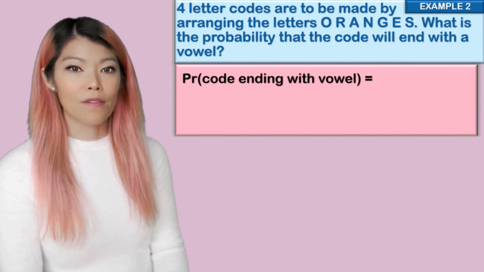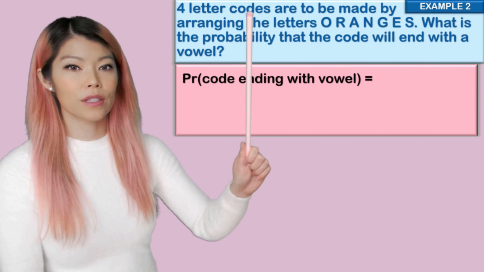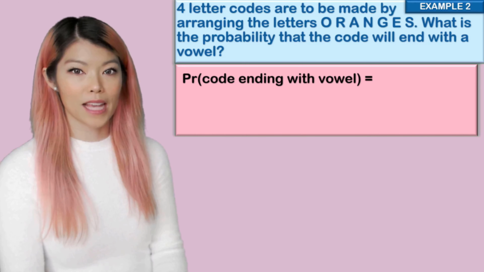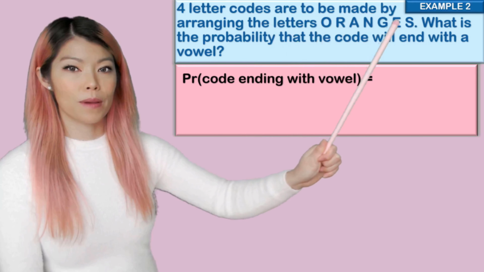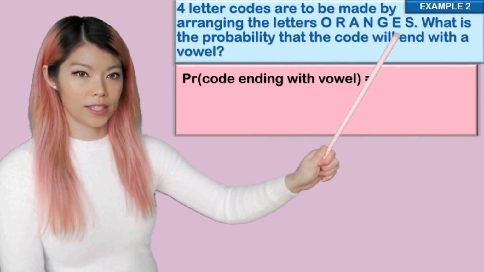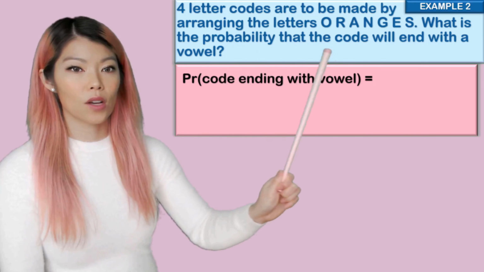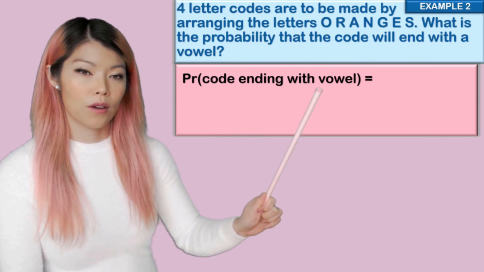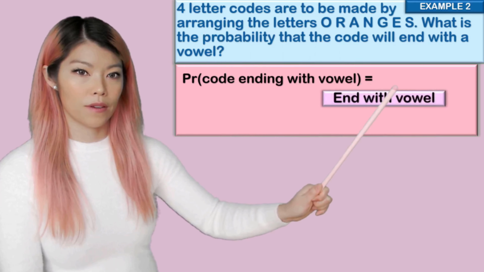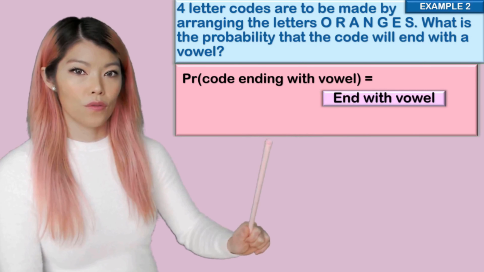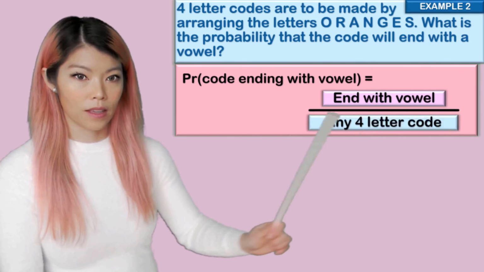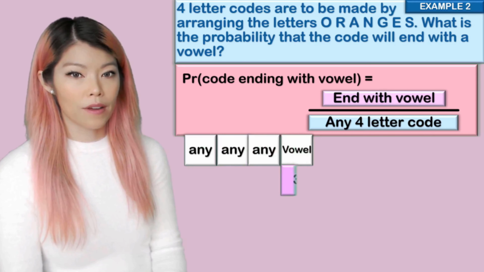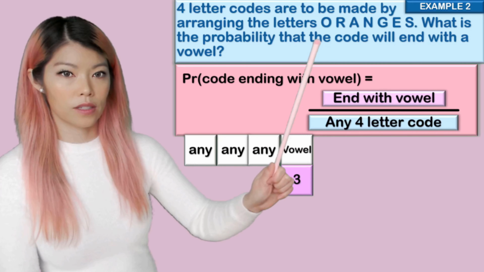Example 2, four-letter codes. 4-letter codes are to be made by arranging the letters of ORANGES. What is the probability that the code will end with a vowel? So the probability of ending with a vowel would mean 4-letter codes that end with a vowel is what we want, over any 4-letter codes. So we want a vowel there, which is O, A, or E.